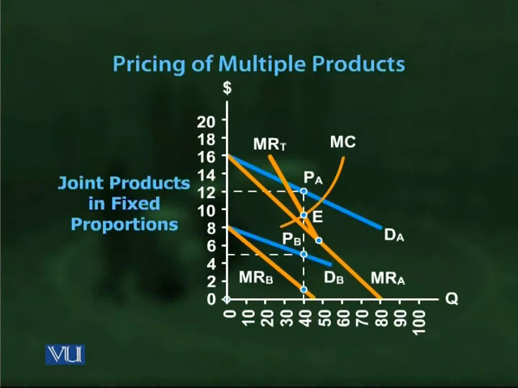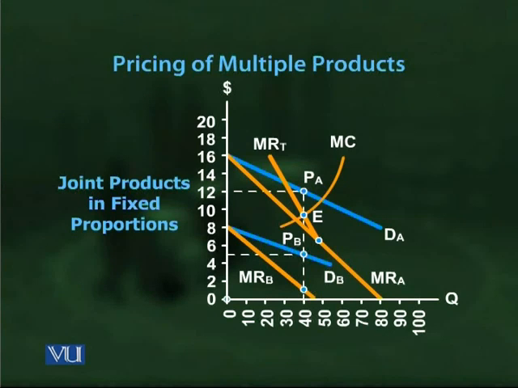which is the total marginal revenue curve, and it is presented by MRT. How do we get this total marginal revenue curve? We get it by the vertical summation of the two marginal revenue curves of the two products, that is MRA plus MRB. The intersection of MRT with MC determines the optimal output level, and here we can see that the optimal level of output is when Q is equal to 40.